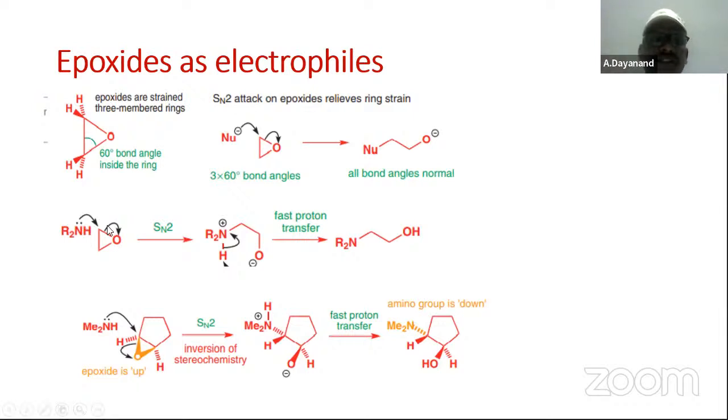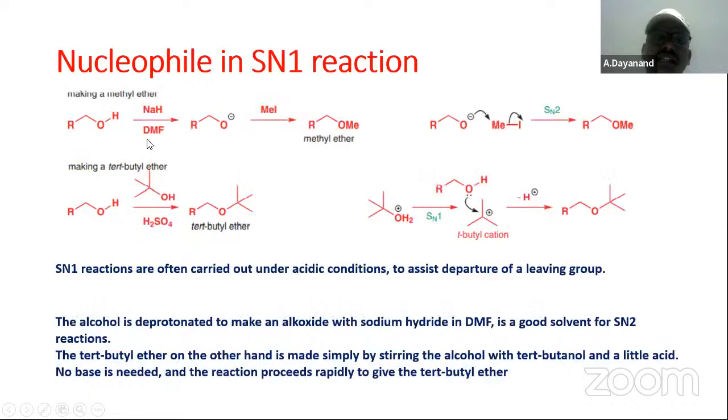Okay, amines are going to attack. Therefore, the amino group, it is going to be opened, it is anti. In Sn2, what is going to happen? On the opposite side, the nucleophile is attacking. Therefore, epoxides are also called electrophiles. They are acting as electrophiles. Okay, making a methyl ether. Methyl ether can be formed.